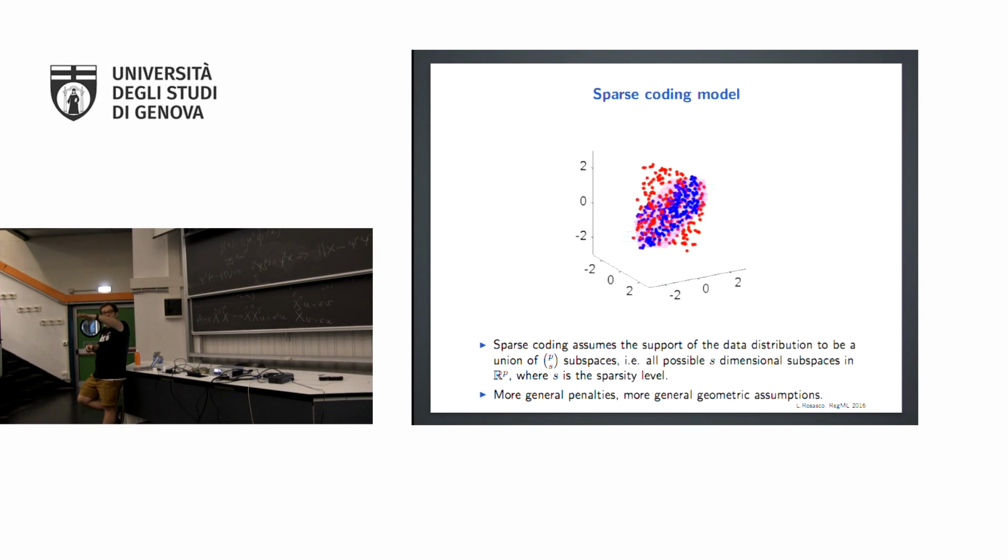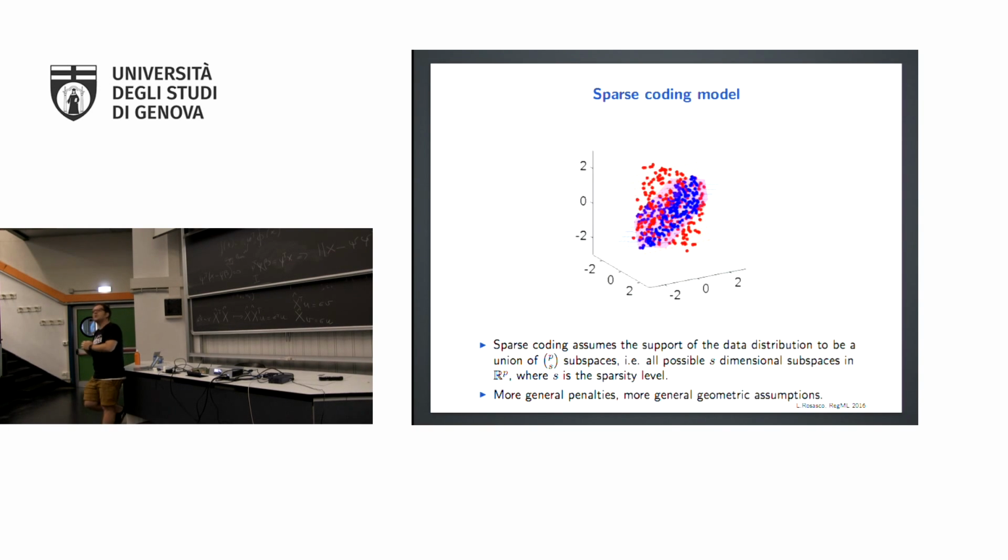It's a linear subspace, spanned by the first 3 coordinates. Now I give you another set, which has nonzero entries only in the second 3 coordinates. Where does it live? Now you have 2 subspaces, each of dimension equal to the sparsity level. If the sparsity is 3, you have one subspace of dimension 3 and another subspace of dimension 3.